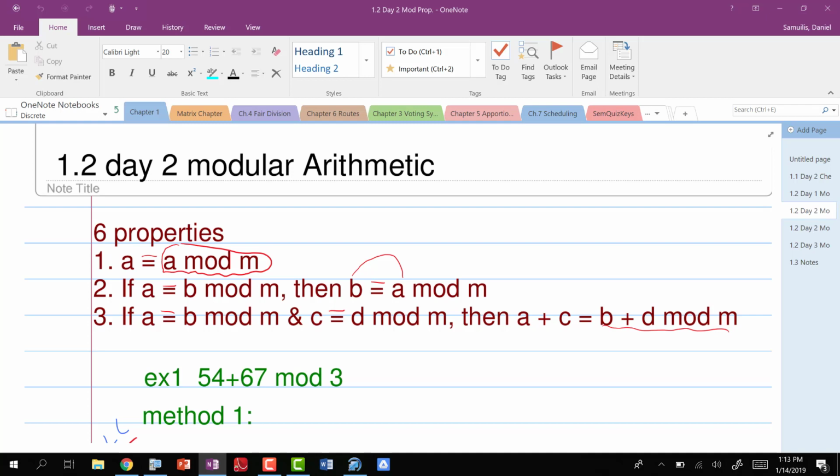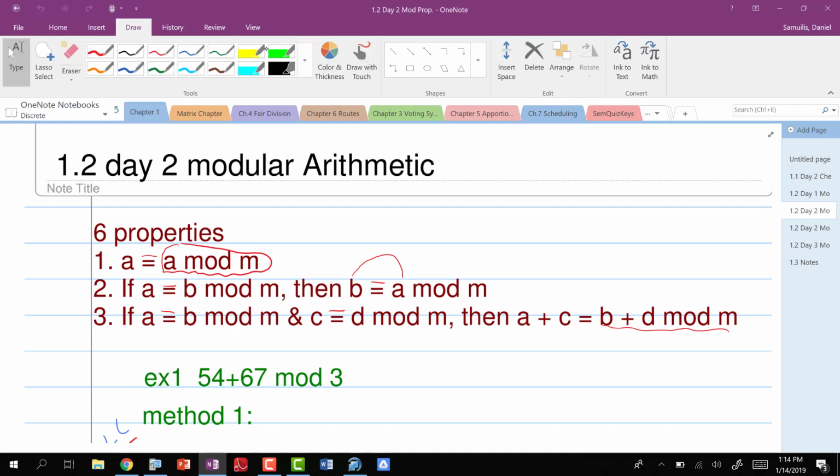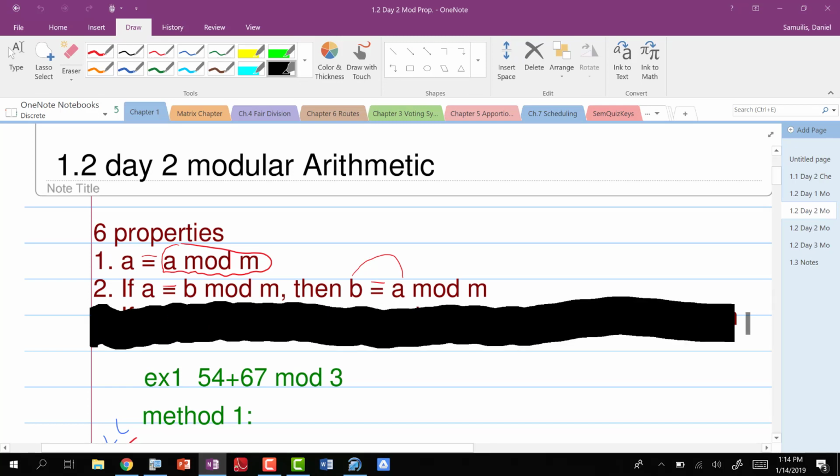Mod math, one word, starts with an R. Remainder. That's it. Don't make rocket science out of this. I don't know why I have these properties written as they are. This third one, I'm going to get rid of after blacking it out right now. It's not going to make a lot of sense. I'm just going to tell you what it means with an example. It's actually very easy. And again, mod math is what? Remainder, and that's all we're going to be talking about.